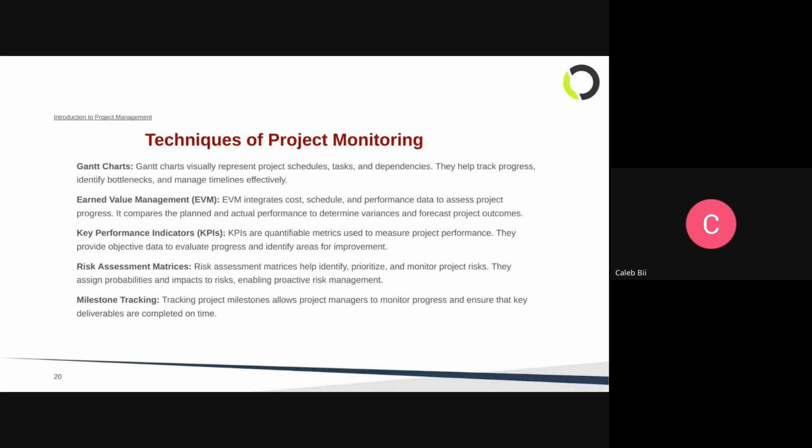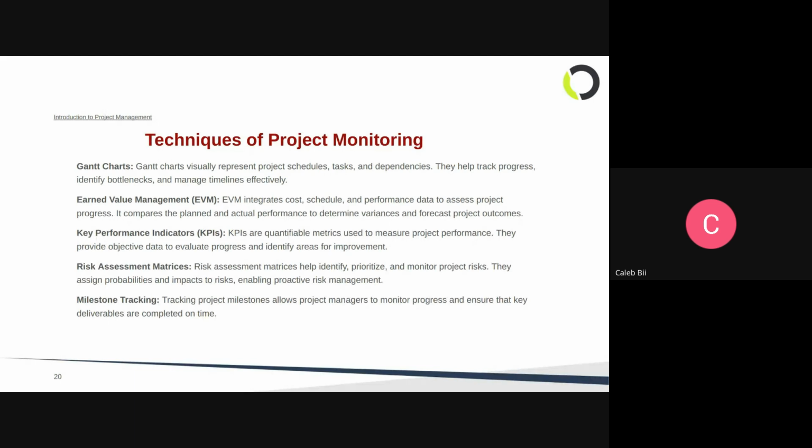Then we have the earned value management, so the EVM. It integrates cost, schedules, and performance data to assess project progress. It compares the planned and actual performance to determine variances and forecast project outcomes. So this is the earned value management technique. You can also use this for project monitoring.